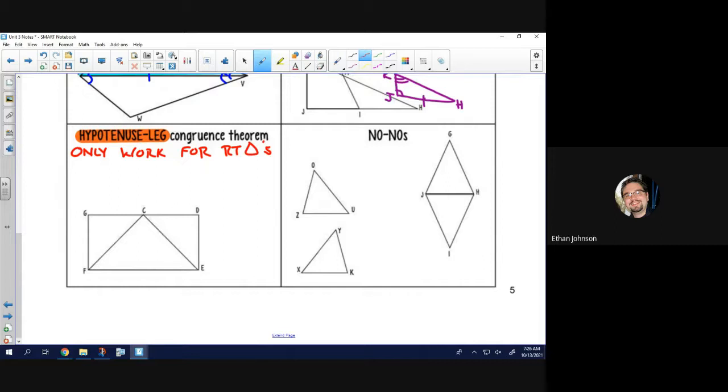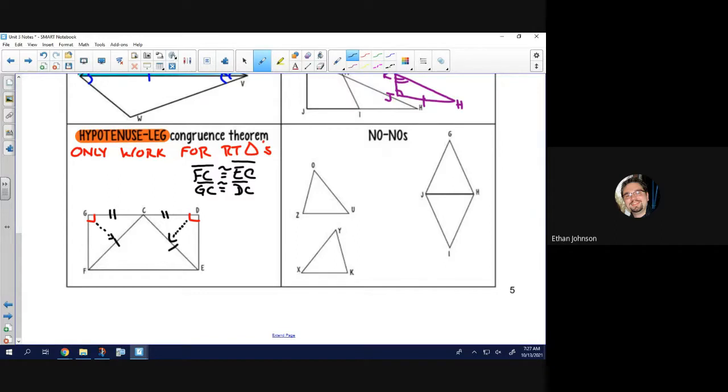So first we need to say that we have right angles. So I'll say angle G and angle D are right angles. Now your hypotenuse is the side across from our right angle. So in this case, FC and EC. Both of those have to be congruent. I'll put the single tick mark. And then a leg is any other side of this triangle. So I'll say GC is congruent to DC. So because we have right angles, our hypotenuse and a side length are congruent, so we can say these are congruent.